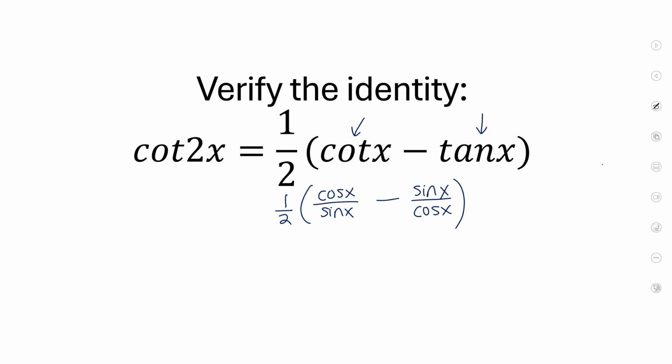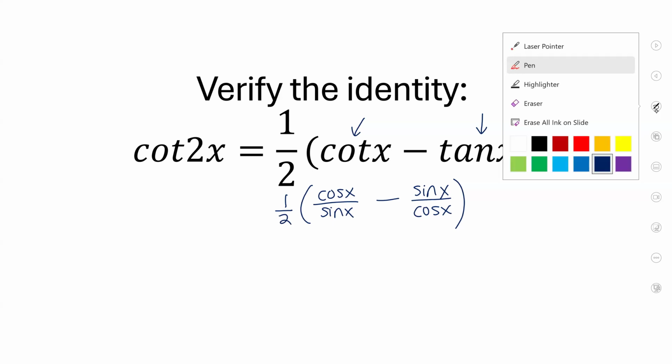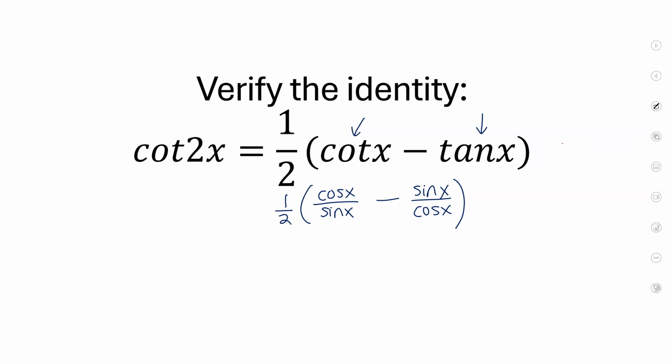Okay, now I'm going to combine these fractions. In order to combine fractions, what do I need? Yes, I need the same denominator. So I'm going to put a cosine x here, and I need to also do it to the numerator. And on this one, I'm going to put a sine.